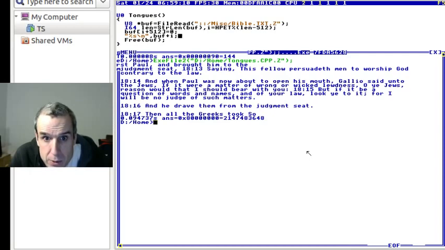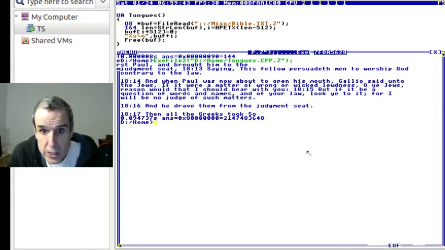Paul, and brought him to the judgment seat, saying, "This fellow persuadeth men to worship God contrary to the law." And when Paul was now about to open his mouth, Gallio said unto the Jews, "If it were a matter of wrong or wicked lewdness, O ye Jews, reason would that I should bear with you. But if it be a question of words and names and of the law, look ye to it, for I will be no judge of such matters." And he drave them from the judgment seat. Then all the Greeks.